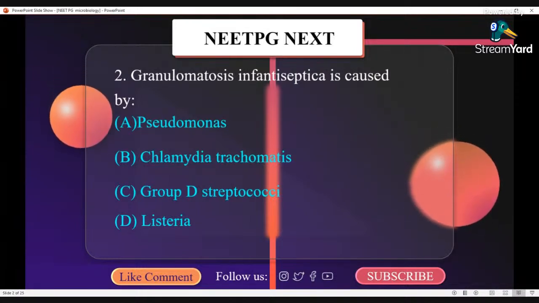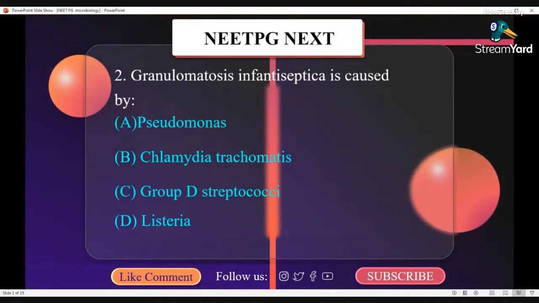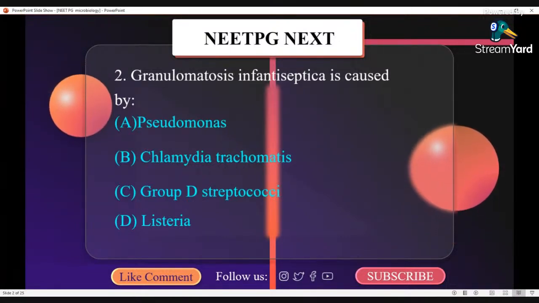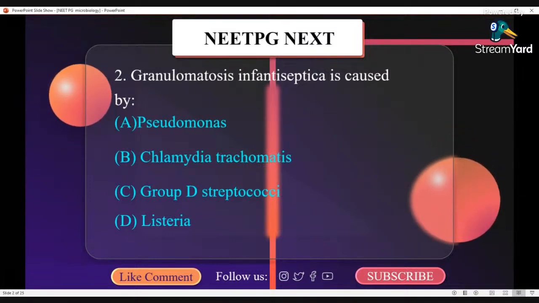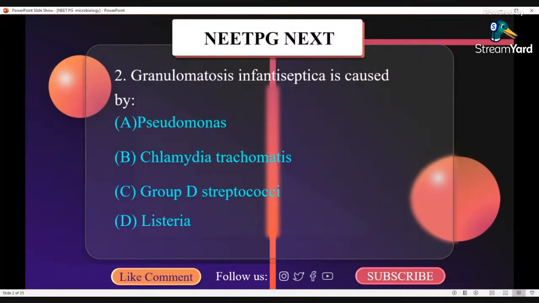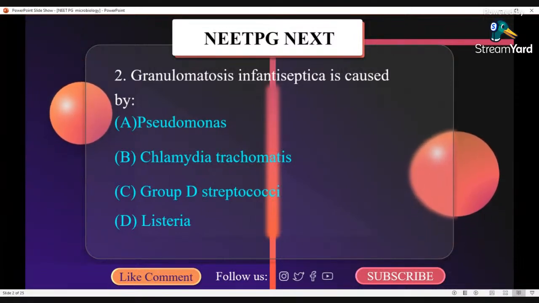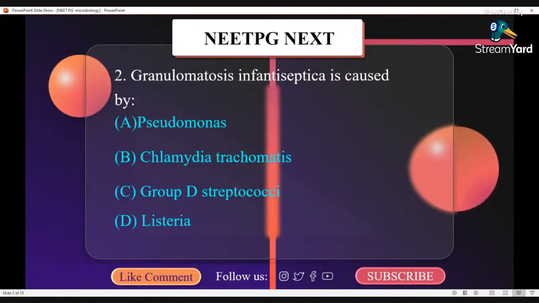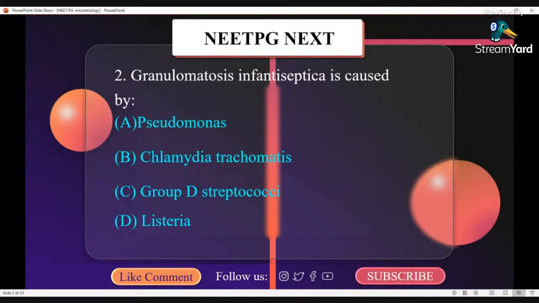The predominant feature of this condition is extensive focal necrosis, affecting especially the liver and less often the lungs. The mortality rate is very high. Occasionally, meningitis may be associated with it. The organism can be isolated from the affected areas in the child and frequently from the genital tract of the mother, who may or may not manifest the disease. So, granulomatosis infantiseptica is caused by D, Listeria.